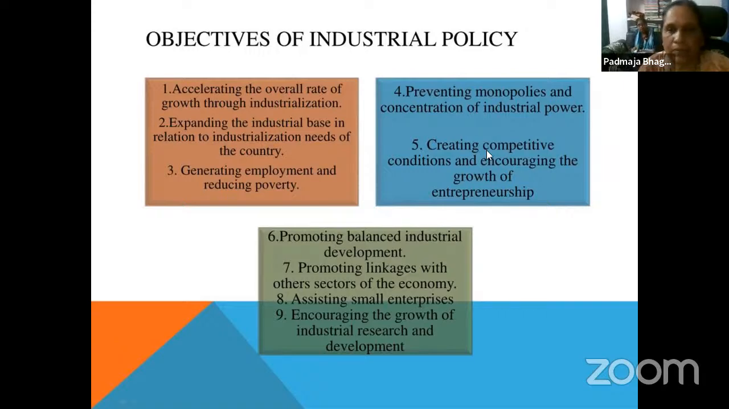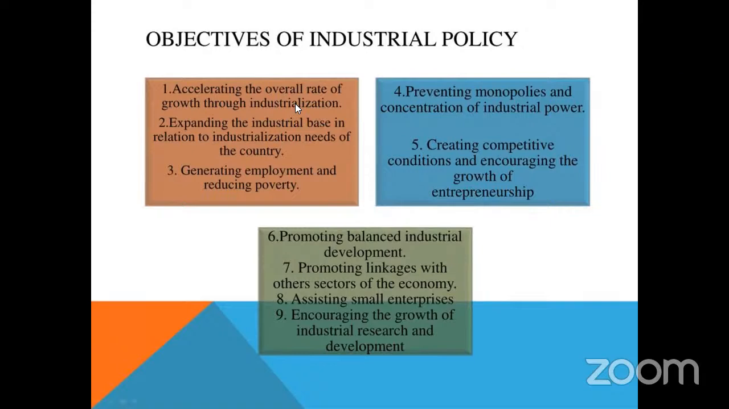So here, these are the objectives. First, this is accelerating, making the overall rate of growth. First, they want to make the growth of industrialization. If development happens in industry, what happens? Industries, employment will come. So these are the overall rate of growth of industrialization that an industrial policy wants to make. This is the first point. And even expanding the industrial base in relation to the needs of the country.